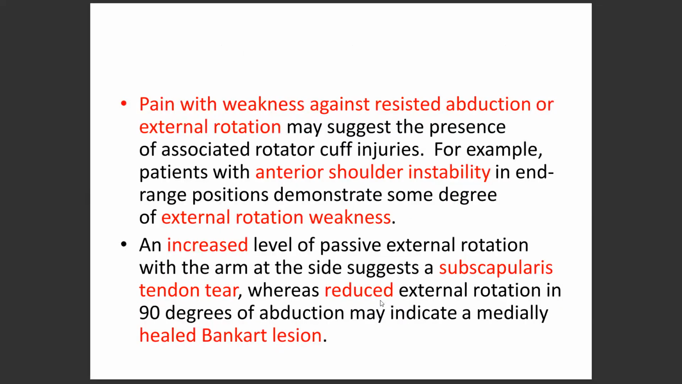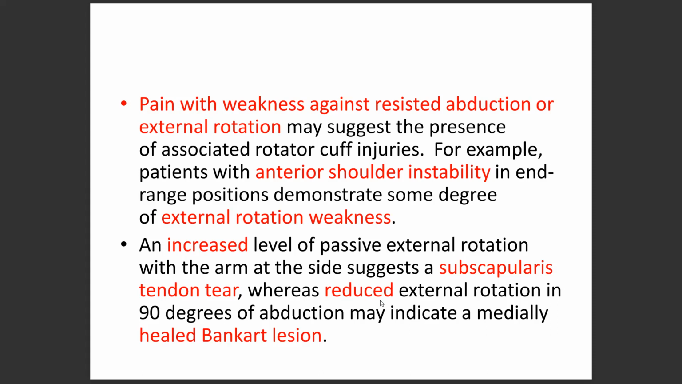Pain with weakness against resisted abduction or external rotation suggests the presence of associated rotator cuff injuries. For example, a patient with anterior shoulder instability in end-range position demonstrates some degree of external rotation weakness. And what are the external rotators? Both the internal and external rotators are rotator cuff muscles.